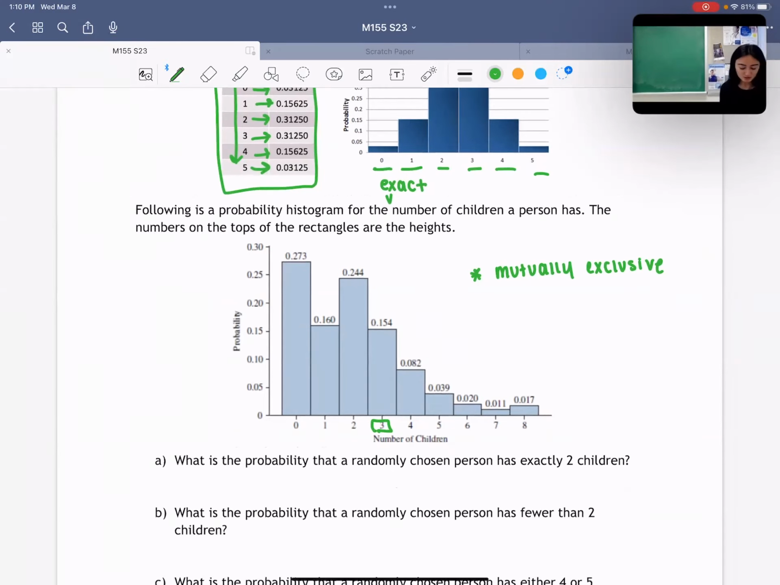So let's take a look at these questions. For part A, if I want to find the probability that a randomly chosen person has exactly 2 children, it's really easy. All you have to do is look at the bar labeled 2, and the probability is 0.244. So it basically is a probability distribution, but you read it as a bar graph.